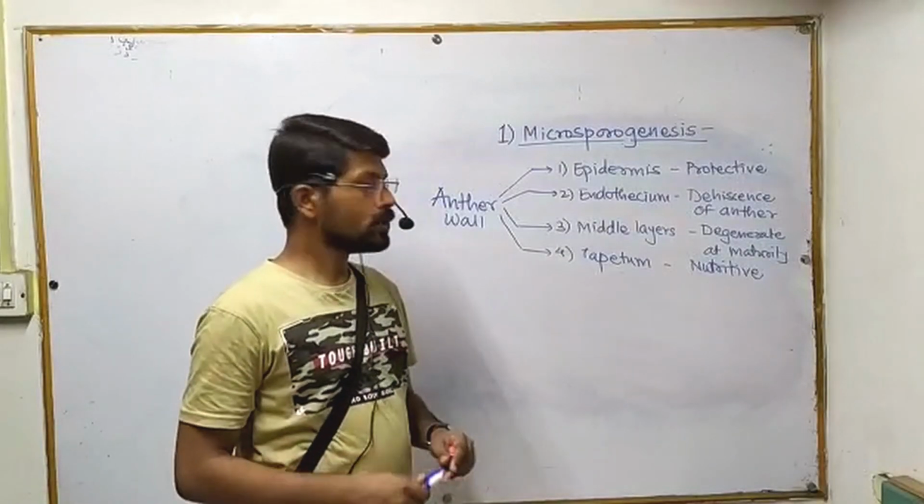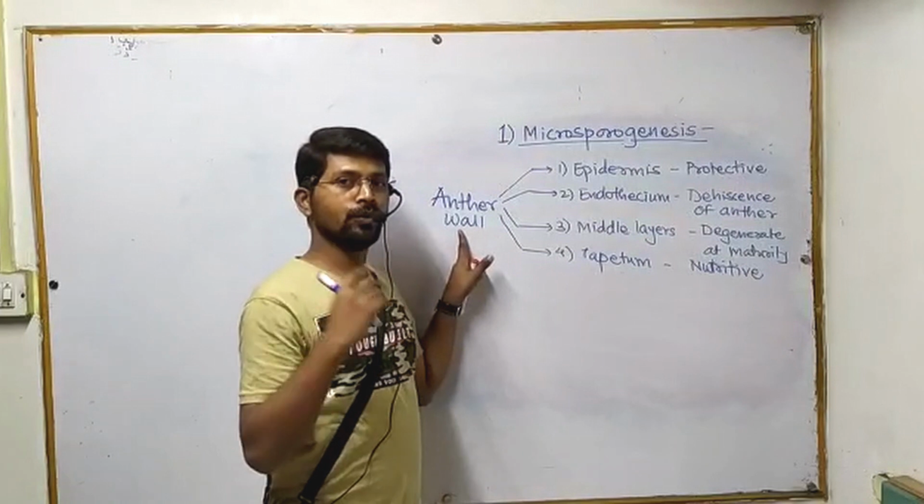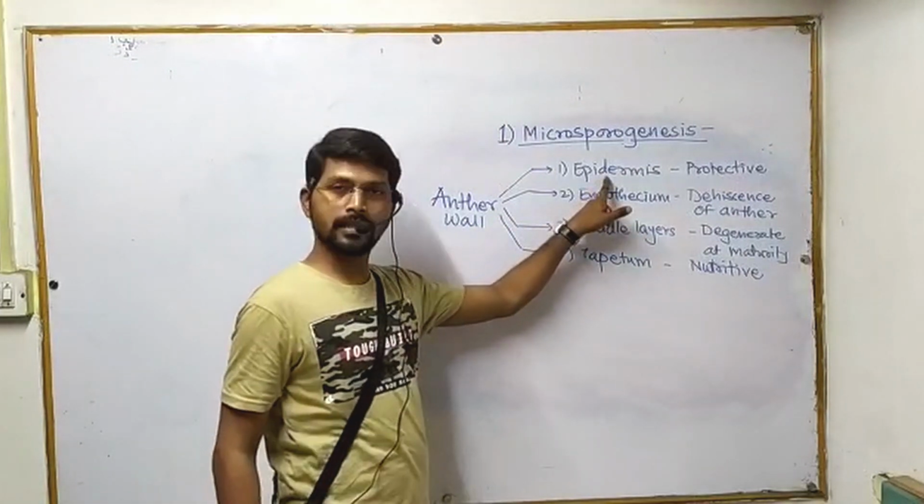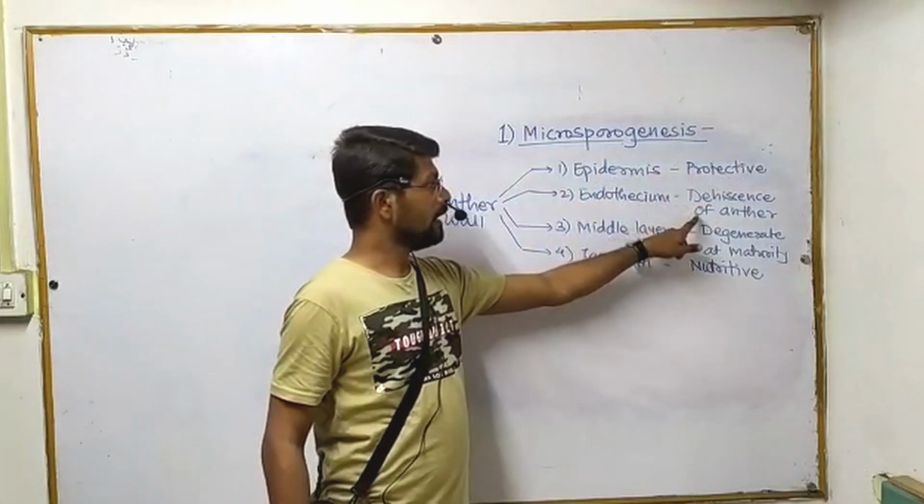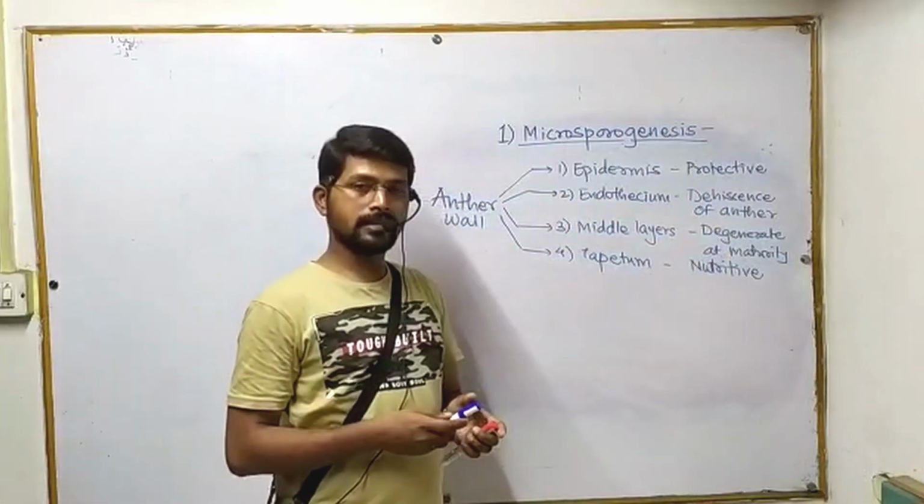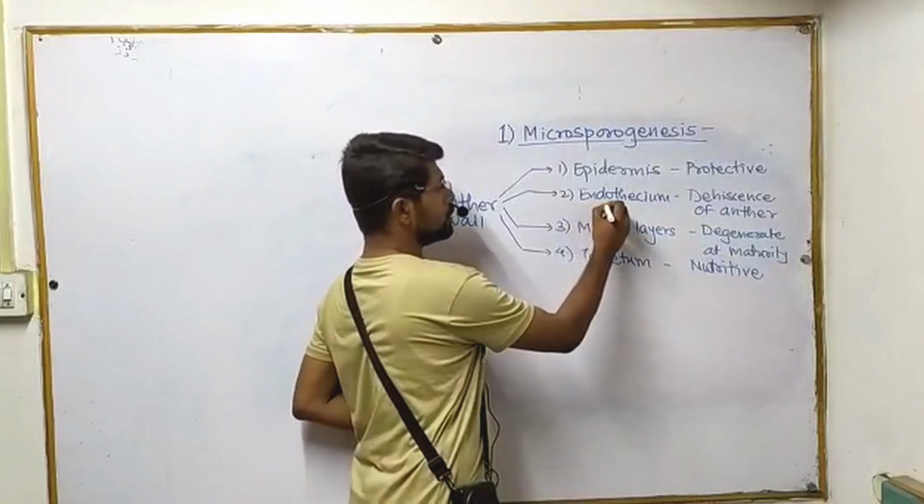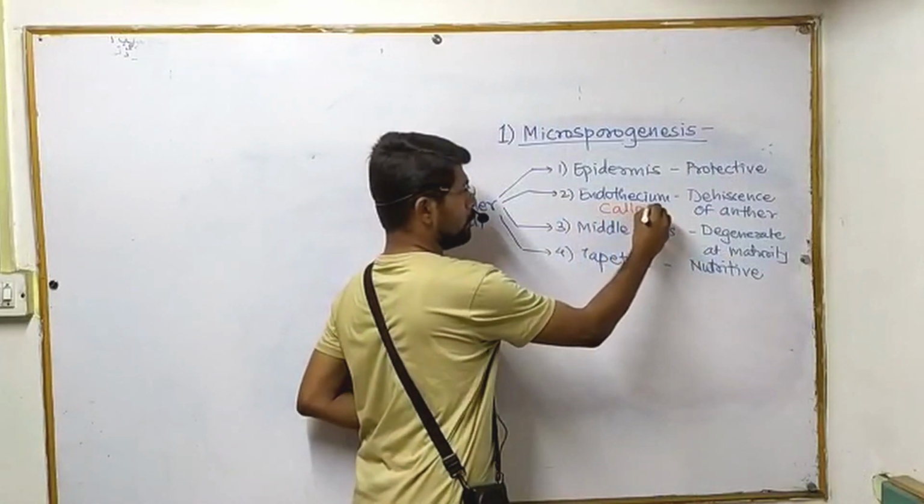Let us summarize the structure of the anther wall. It shows the presence of 4 different layers. The outermost is called the epidermis. It is protective in function. Endothecium is the second layer. It is related to dehiscence of the anther. It shows the characteristic deposition of callose.